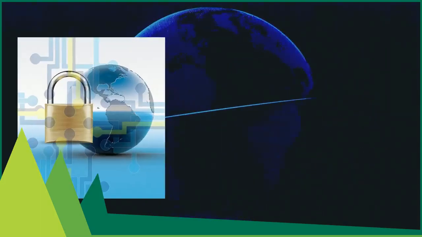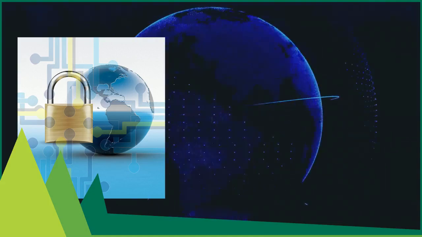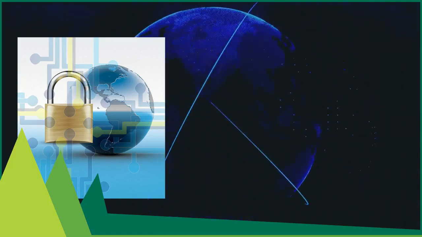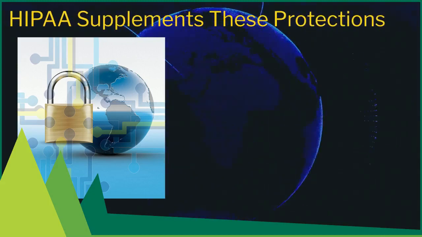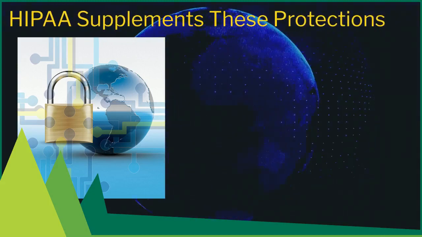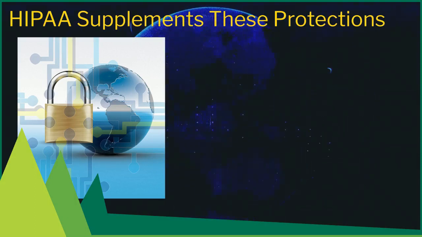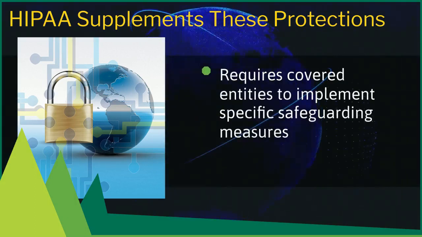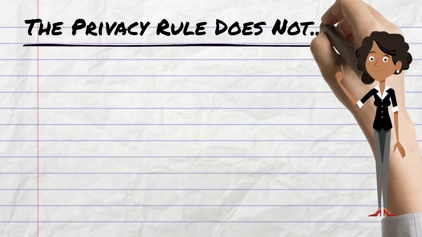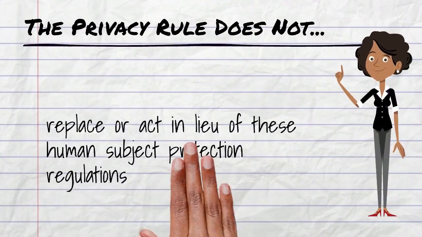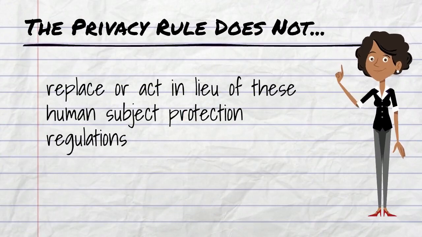Although these human subject regulatory requirements, which apply to mostly federally funded research and to some privately funded research, include protections to help ensure the privacy of subjects and the confidentiality of information, the intent of HIPAA's privacy rule, among other things, is to supplement these protections. The privacy rule does this by requiring covered entities to implement specific measures to safeguard the privacy of individually identifiable health information. The privacy rule does not replace or act in lieu of these human subject protection regulations.